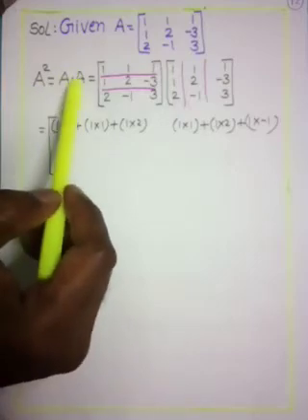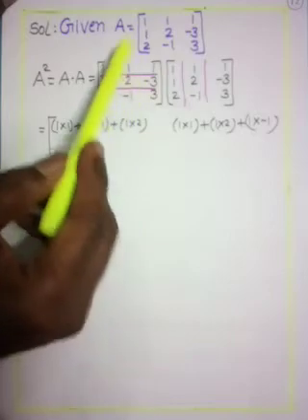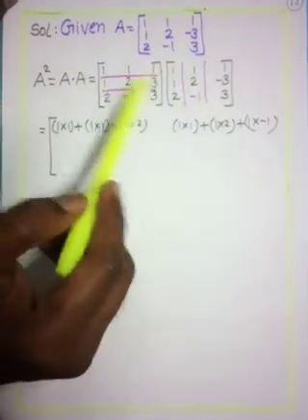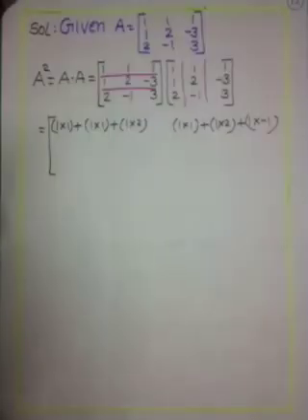A square is equal to A into A. So matrix A I wrote here. Again the same matrix I wrote here. You know how to multiply two matrices of order 3 by 3. If you don't remember, once you go to that exercise. Okay, recall that procedure. Okay, my dear children.